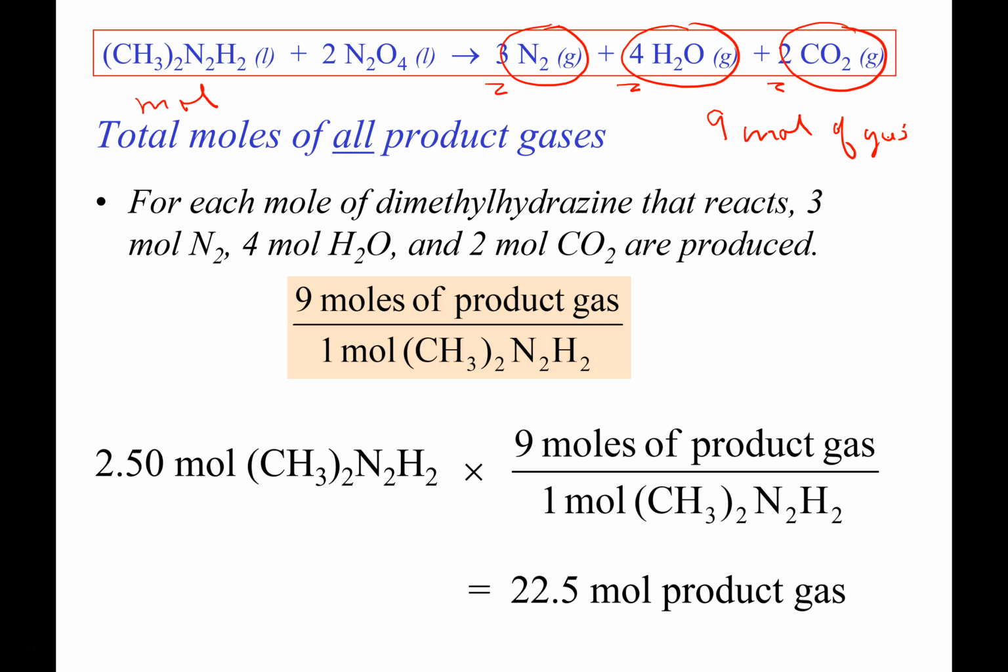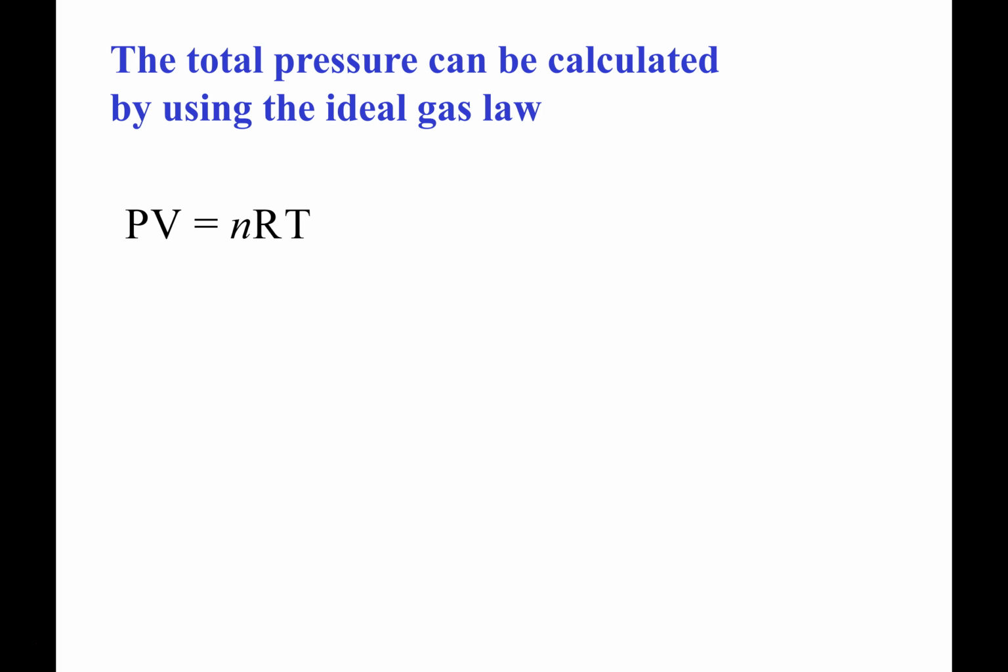Now again, make sure you know what you're talking about here. That is my NT, total number of moles. The next thing I do in my slides is I am going to go ahead and substitute in the ideal gas law equation to knock out the total pressure. So the total pressure is equal to the total moles times R times T divided by V.